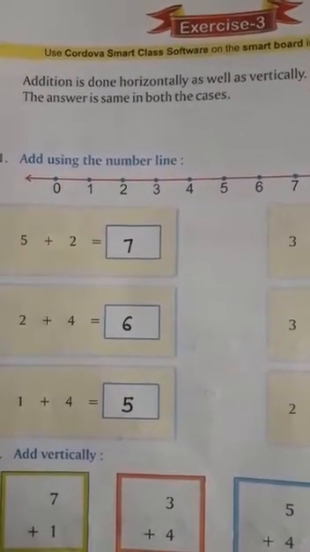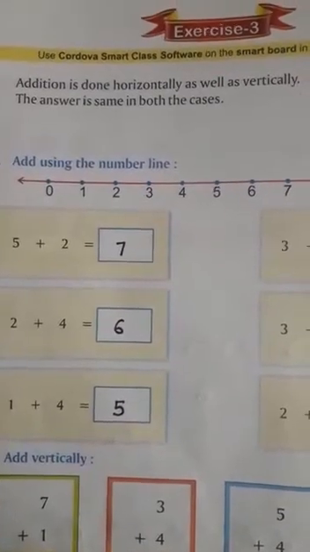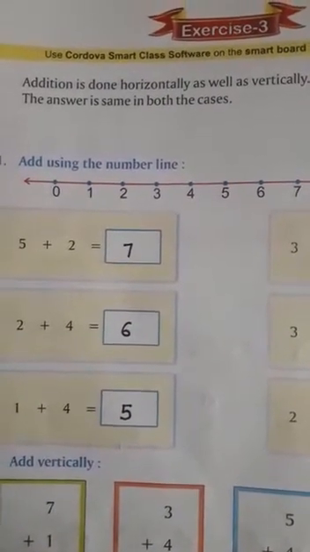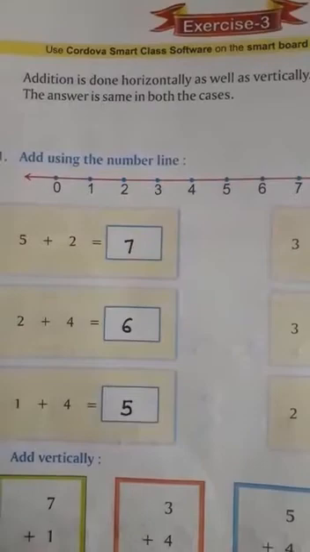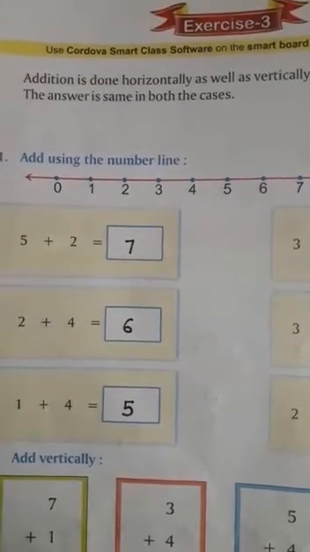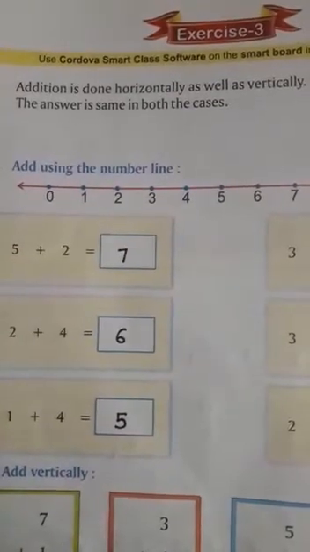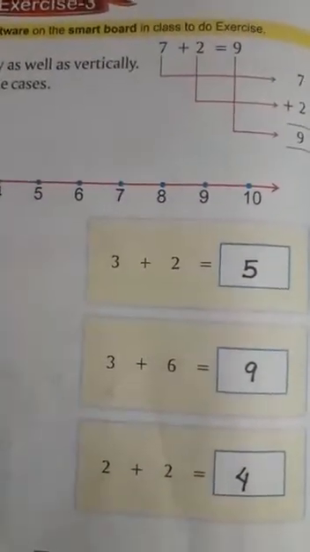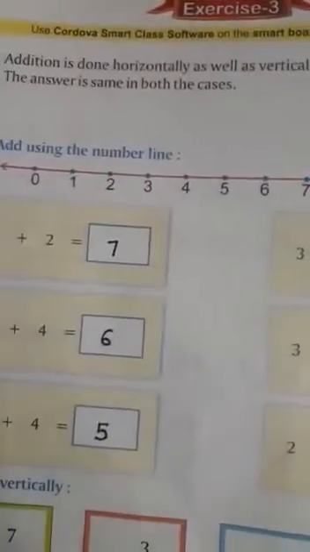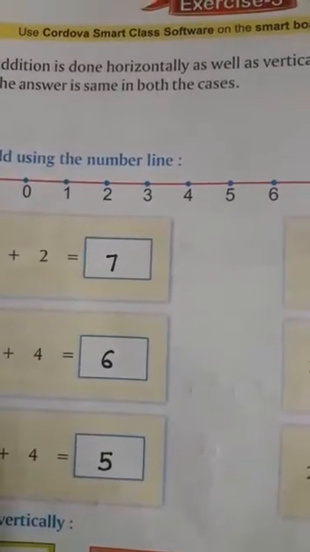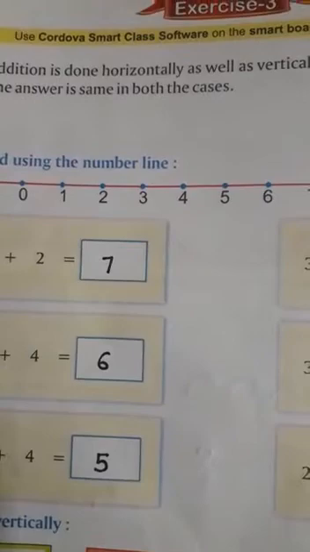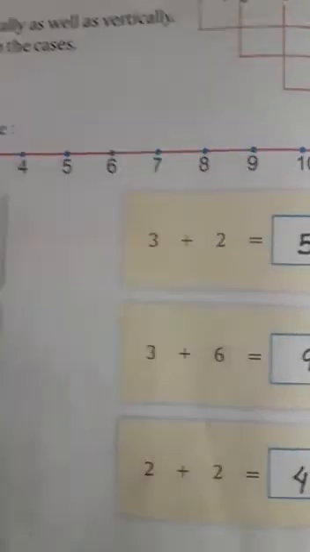So in our third example, that is 1 and 4, our first jump will be from 0 to 1. Then another 4 jumps, 1 to 2, 2 to 3, 3 to 4 and 4 to 5. So our answer is 5. Another, 3 and 2. So our first jump will be from 0 to 3 and another 2 jumps, 3 to 4 and 4 to 5. So our answer is 5.